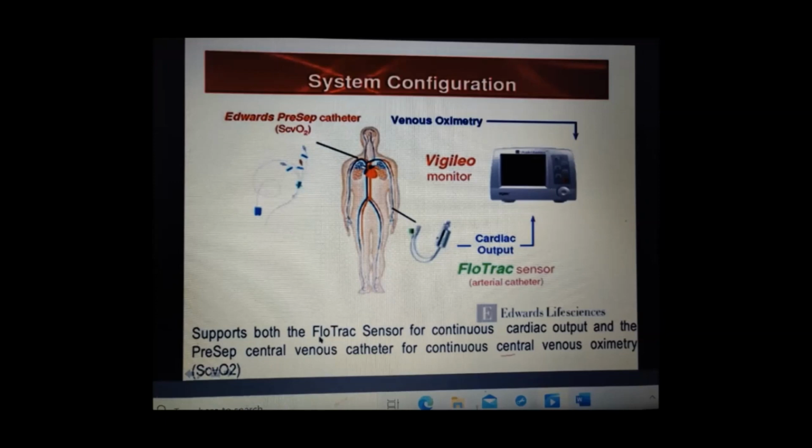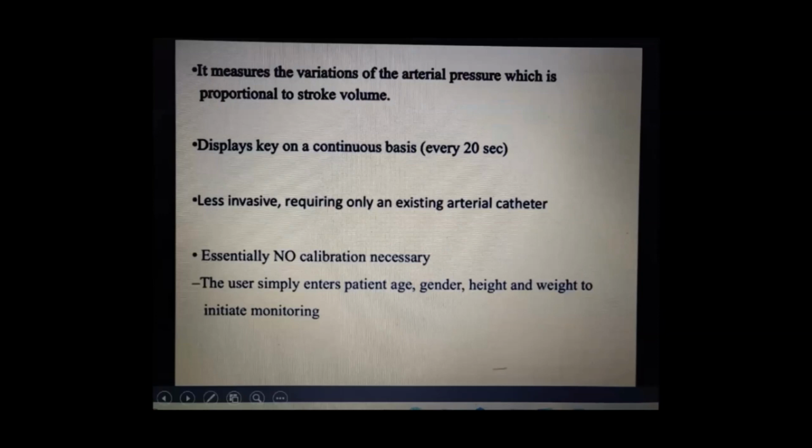the hemodynamics. So it measures the variations of the arterial pressure, which is proportional to stroke volume, right? Whatever variations happen in arterial pressure are subject to the changes or variations of the stroke volume. So it measures this with dynamic tone technology and displays the key variables on a continuous basis every 20 seconds. This is less invasive, requiring only an existing arterial catheter. Essentially, no calibration is necessary.